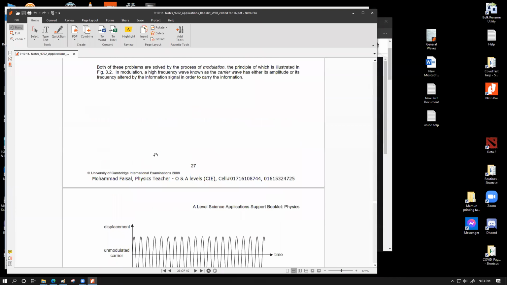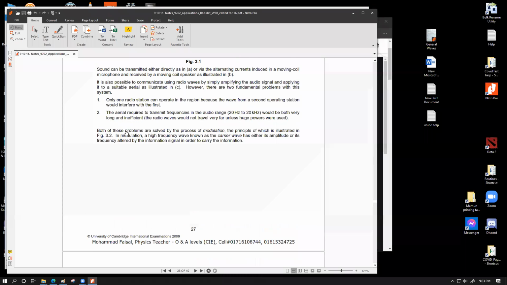Then comes this part. Both these problems are solved by the process of modulation, the principle of which is illustrated in figure 3.2. In modulation, a high frequency wave known as the carrier wave has either its amplitude or its frequency altered by the information signal in order to carry the information.